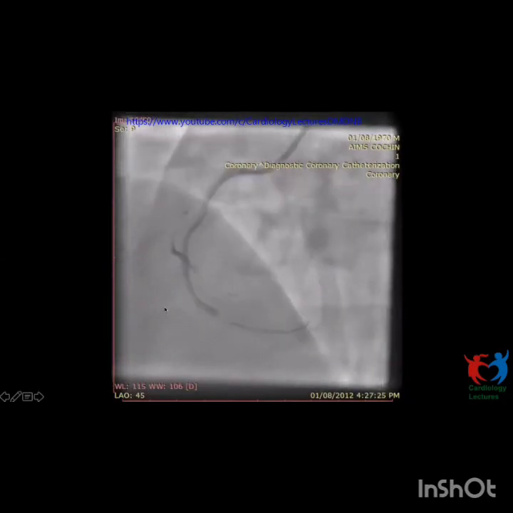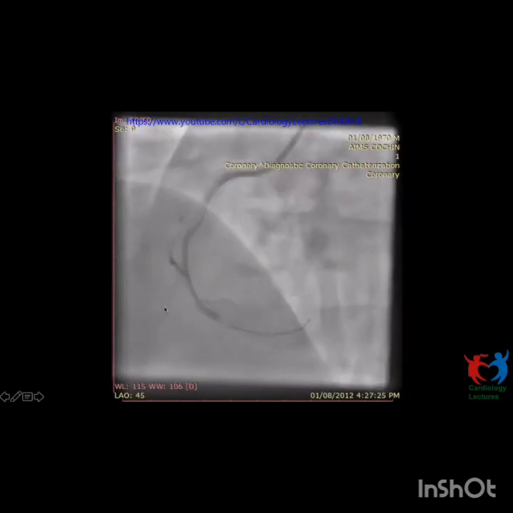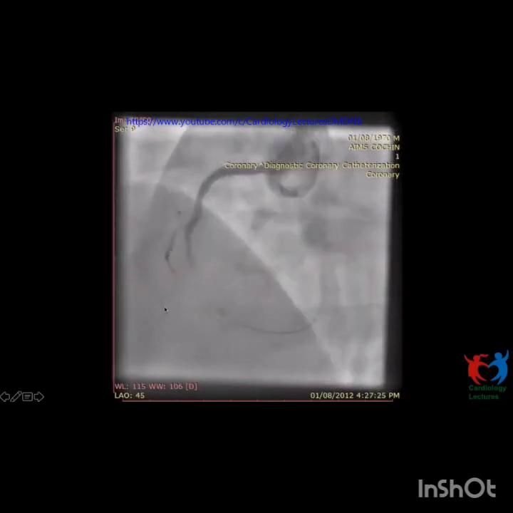Then there was distal embolization of the thrombus. That itself means that you are not dealing with dissection. The very fact that the proximal has cleared and the distal is occluded means the thrombus has migrated more distally. This is what is called distal embolization. We did one more run of this thrombus aspiration.